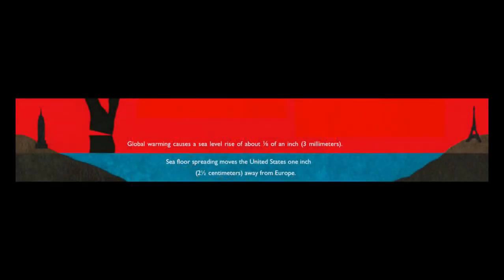Global warming causes a sea level rise of about 1/8 of an inch. Seafloor spreading moves the United States 1 inch away from Europe. And in 1 year, if all the offspring of our original pair of mice survived and mated, the 2 rodents would now have more than 1 million living descendants.